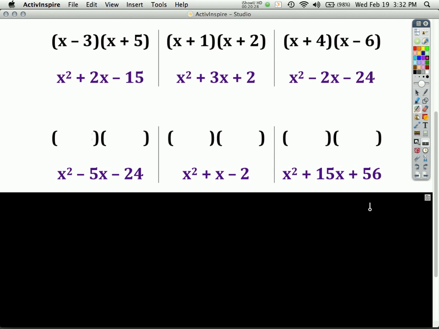So now I would like you, do not do anything over here. I want us all focused right here. Everyone write 2 empty sets of parentheses, and underneath it write x squared minus 5x minus 24.